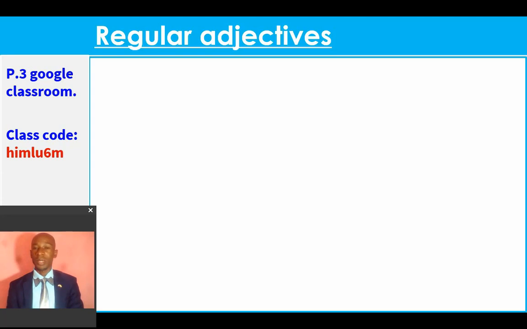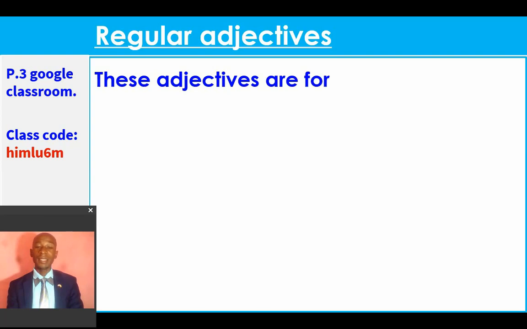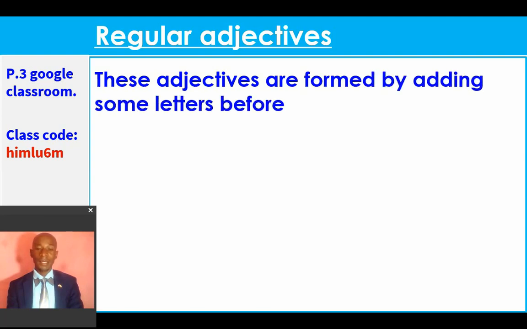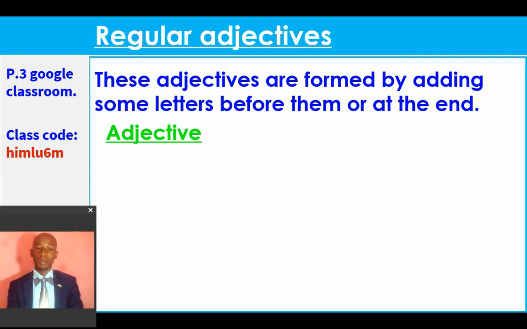Now let's look at regular adjectives. What are they? So these adjectives are formed by adding some letters before them or at the end. You remember, when it comes to comparative degree and superlative degree, we have some letters which we either add at the beginning or at the end. And today we need to look at how we can form the regular adjectives by adding those letters.